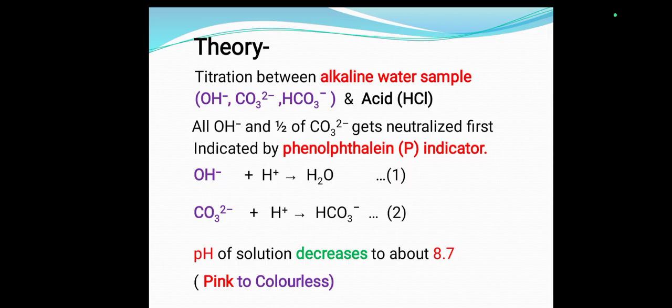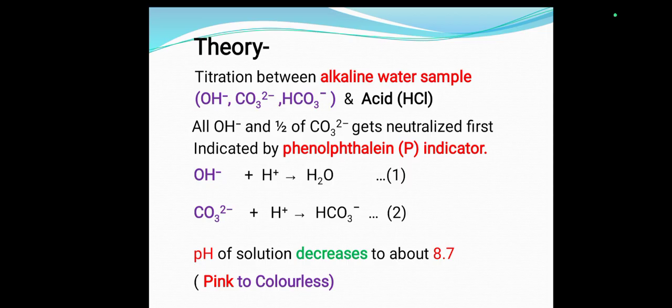OH minus reacts with H plus and produces H2O. That is the first reaction, complete neutralization of OH minus. After complete neutralization of OH minus, the second base, or alkali, starts reacting with acid, and that second alkali is carbonate. The second reaction: CO3 2 minus plus H plus produces HCO3 minus, meaning carbonates convert into bicarbonates.